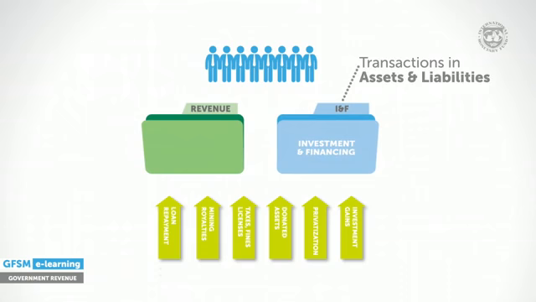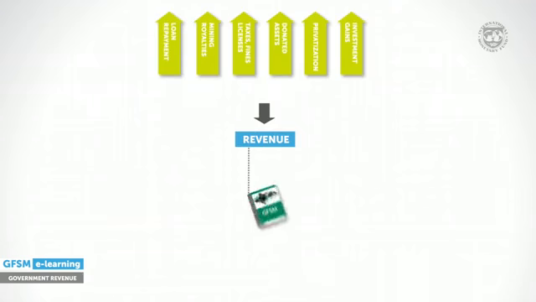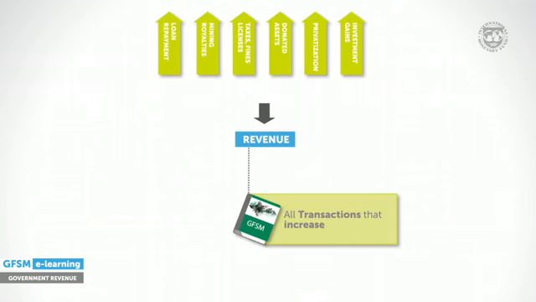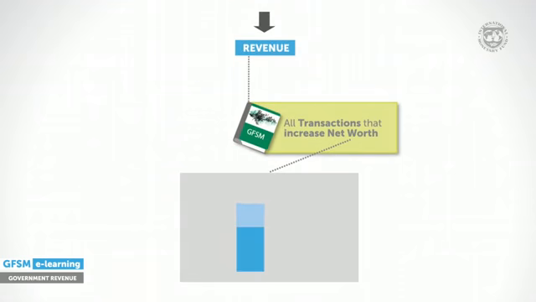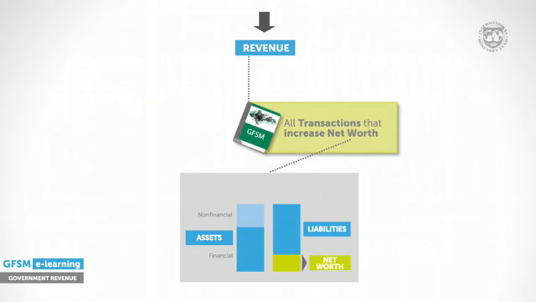The GFSM definition of government revenue will help. Revenue refers to transactions that lead to increases of net worth. Remember that net worth is equal to total assets minus total liabilities, or put differently, net worth is the residual between the two. The definition implies that revenue adds to the value of government assets or it reduces the value of liabilities. Financing or investment, in contrast, do not affect net worth. This is because they affect assets and liabilities in a way that leaves net worth constant.